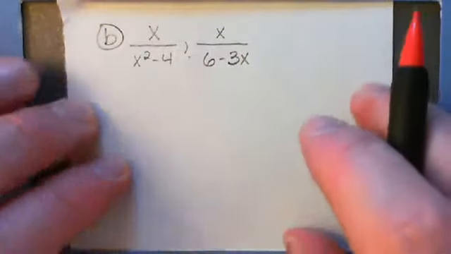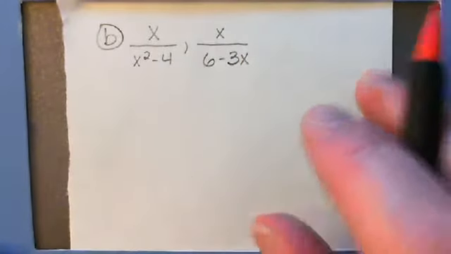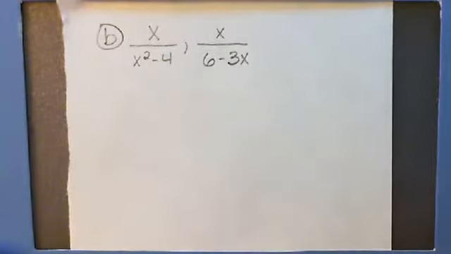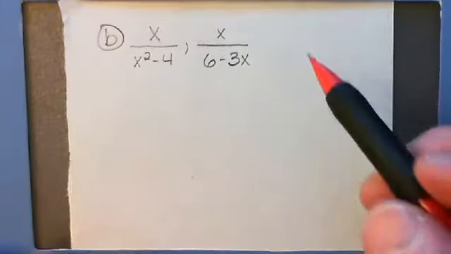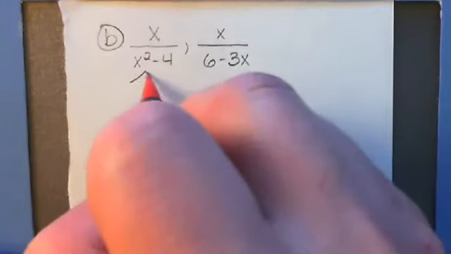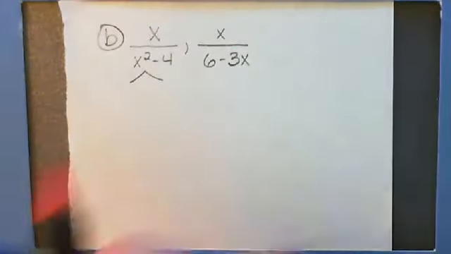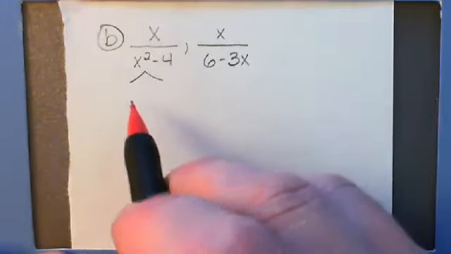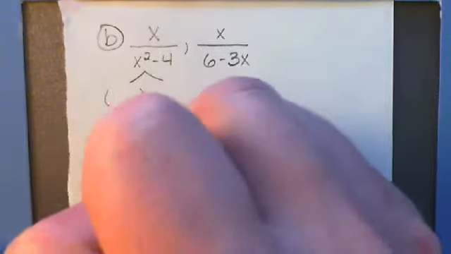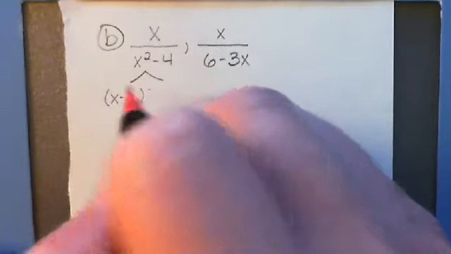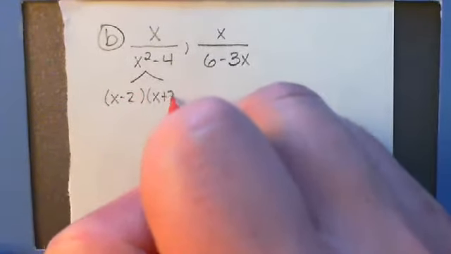Well, this is a little bit different than the previous problem, because in the previous problem we were dealing with monomials. Remember, one term. Here I'm dealing with binomials. And the first thing you need to ask is, can I factor this binomial? And by looking at it, we notice that this is a special factor that would change this into x minus 2, x plus 2.